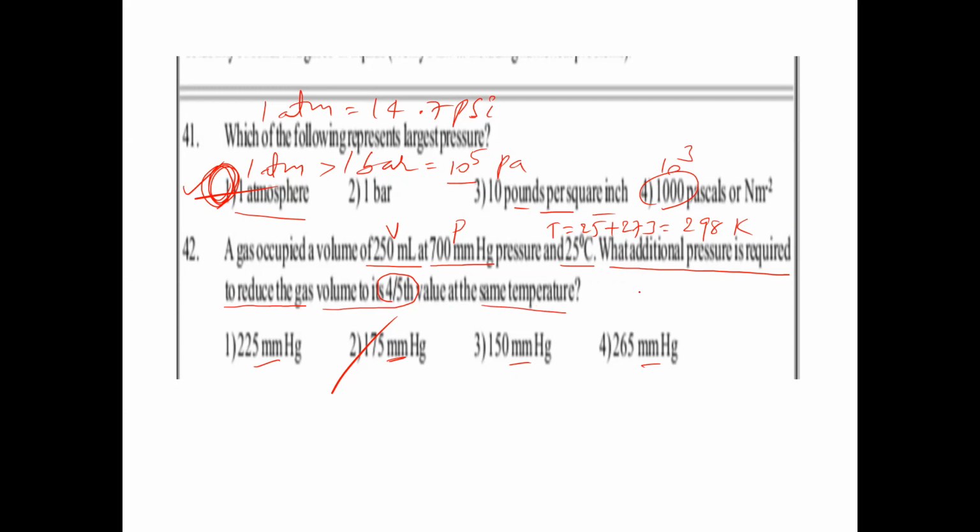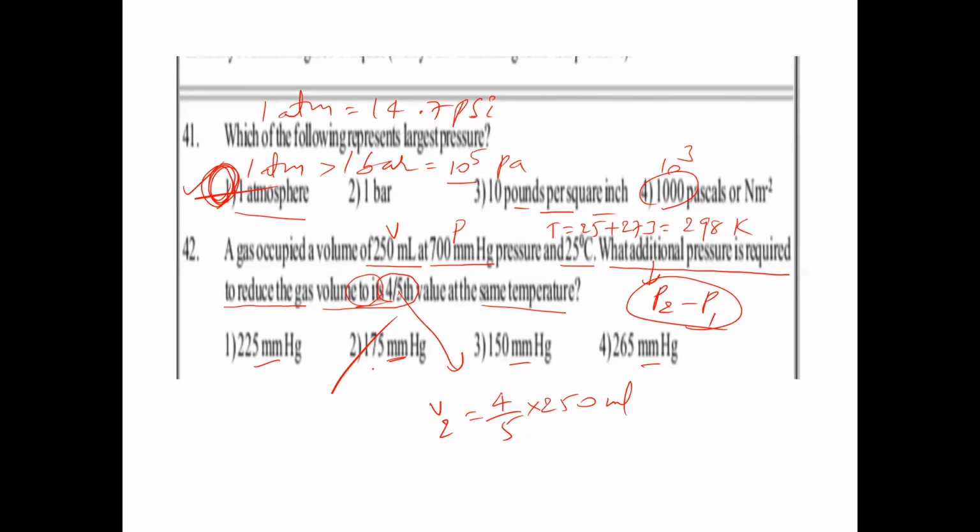What additional pressure means what? P2 minus P1. So additional pressure means not P2, but P2 minus P1, the difference. So how much difference of pressure is required to reduce the volume to 4 by 5? V2 should be 4 by 5 of V1. V1 is 250 ml. So V2 is equal to 4 by 5 of 250 ml, the final volume. So like that we have to understand the concept here.